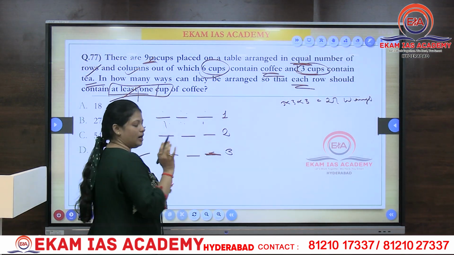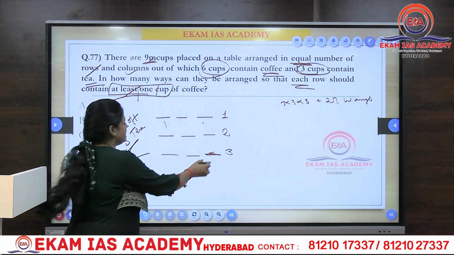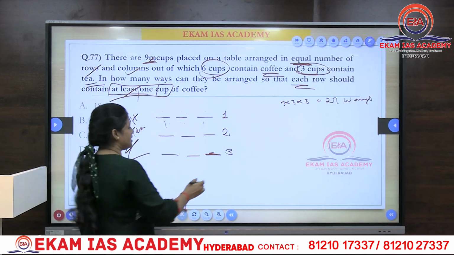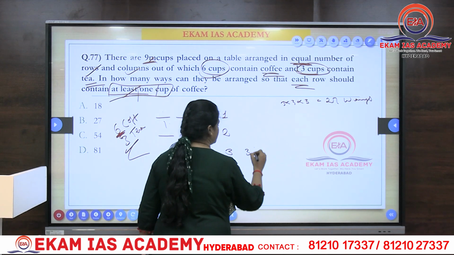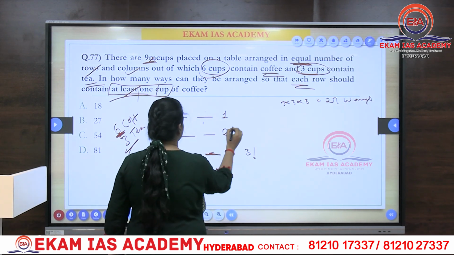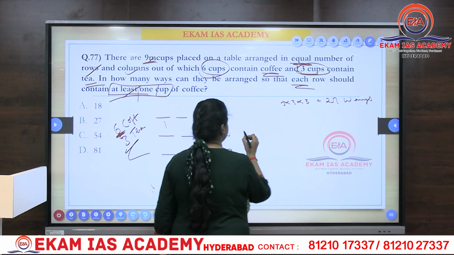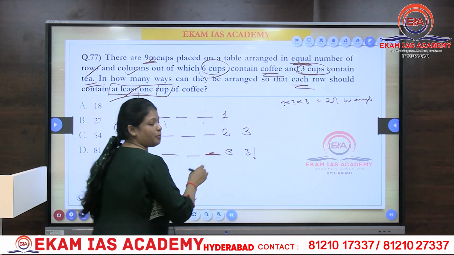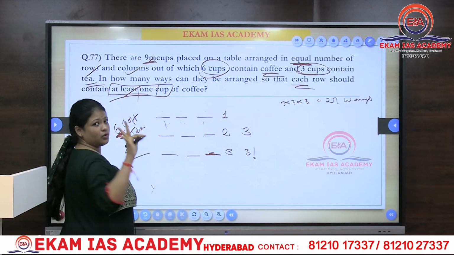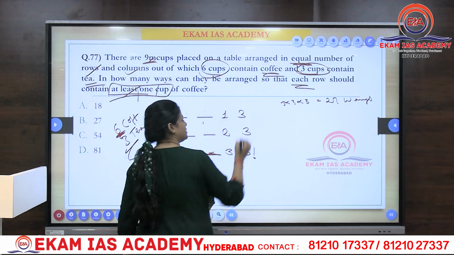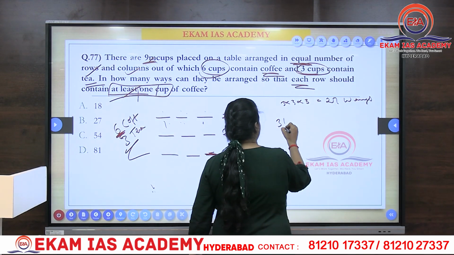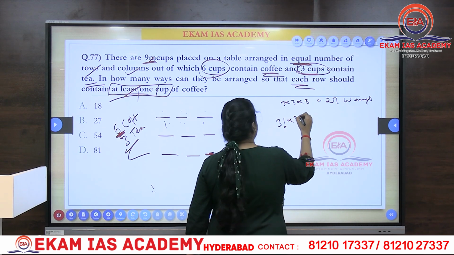Okay, I can arrange 3 cups in 3 blanks in 3 factorial ways. This, we have calculated here, 3 ways, and 1 cup also I can place here, here or here. Only 3 ways. Only 3 ways. Hence it would be 3 factorial into 3 into 3.